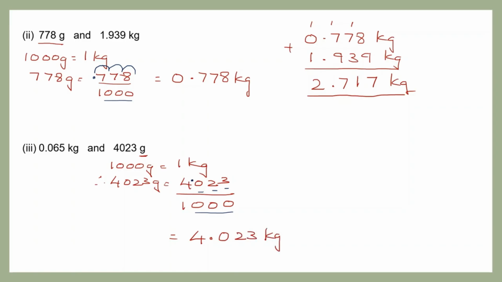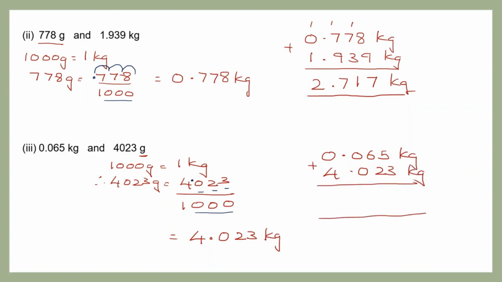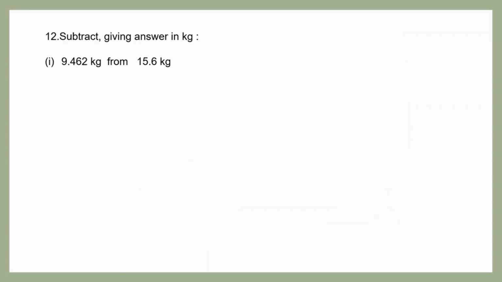Let's start with the first one. 0.065 kilograms. Next one is 4.023 kilograms. Let's add up both. Put the addition sign and let's start. 5 plus 3 is 8. 6 plus 2 is 8. 0 plus 0, 0. 0 plus 4 is 4. And let's write the kilograms. So our answer is 4.088 kilograms.